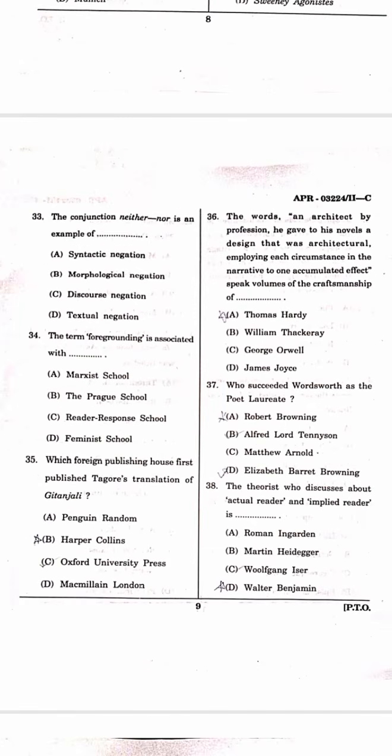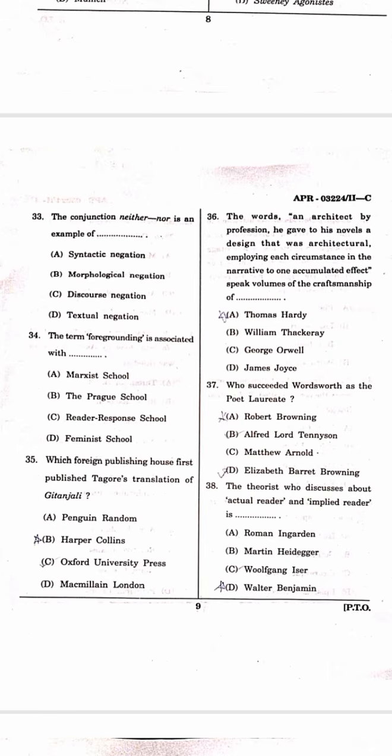Question number 33. The conjunction of neither nor is an example of? The correct option is option A, syntactic negation. Question number 34. The term foregrounding is associated with? Option B is the correct one, the Prague School.